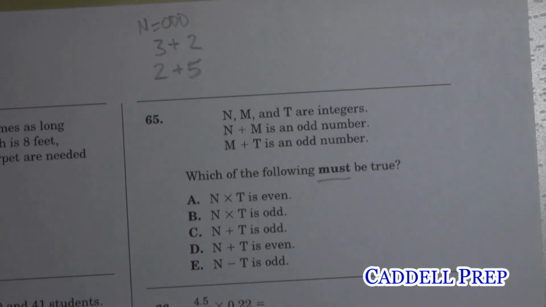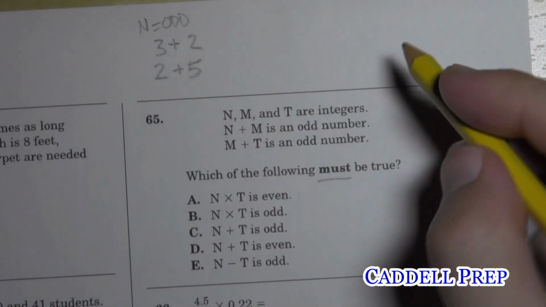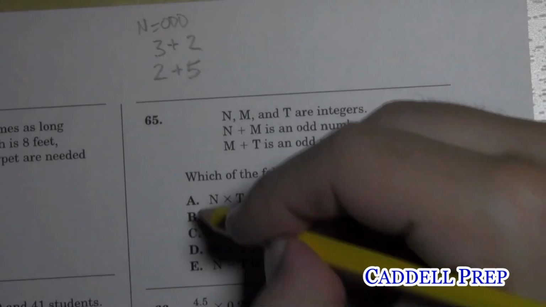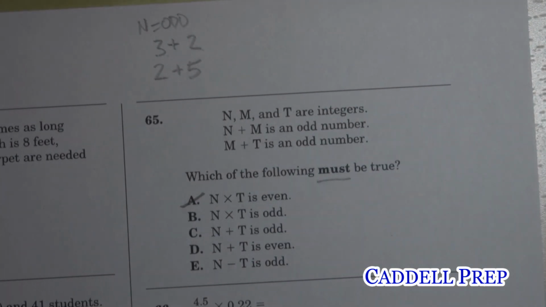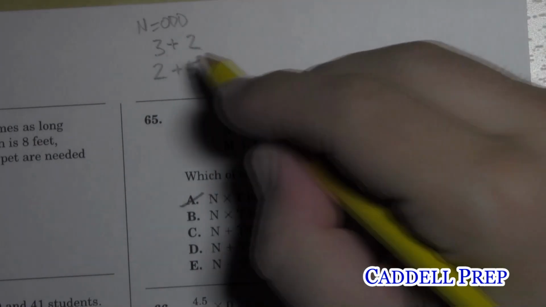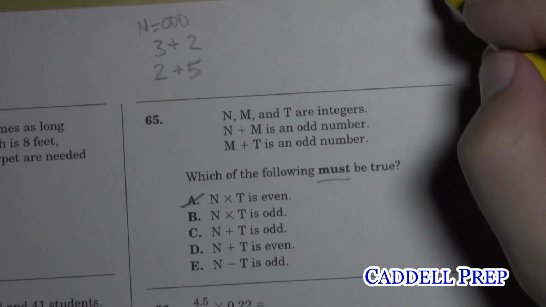N times T is even. Well, we have N is 3 and T is 5. 3 times 5 is 15. So A is not true. N times T is odd. Well, 15 is odd. So that is true right now. But we don't know if that's always going to be true.